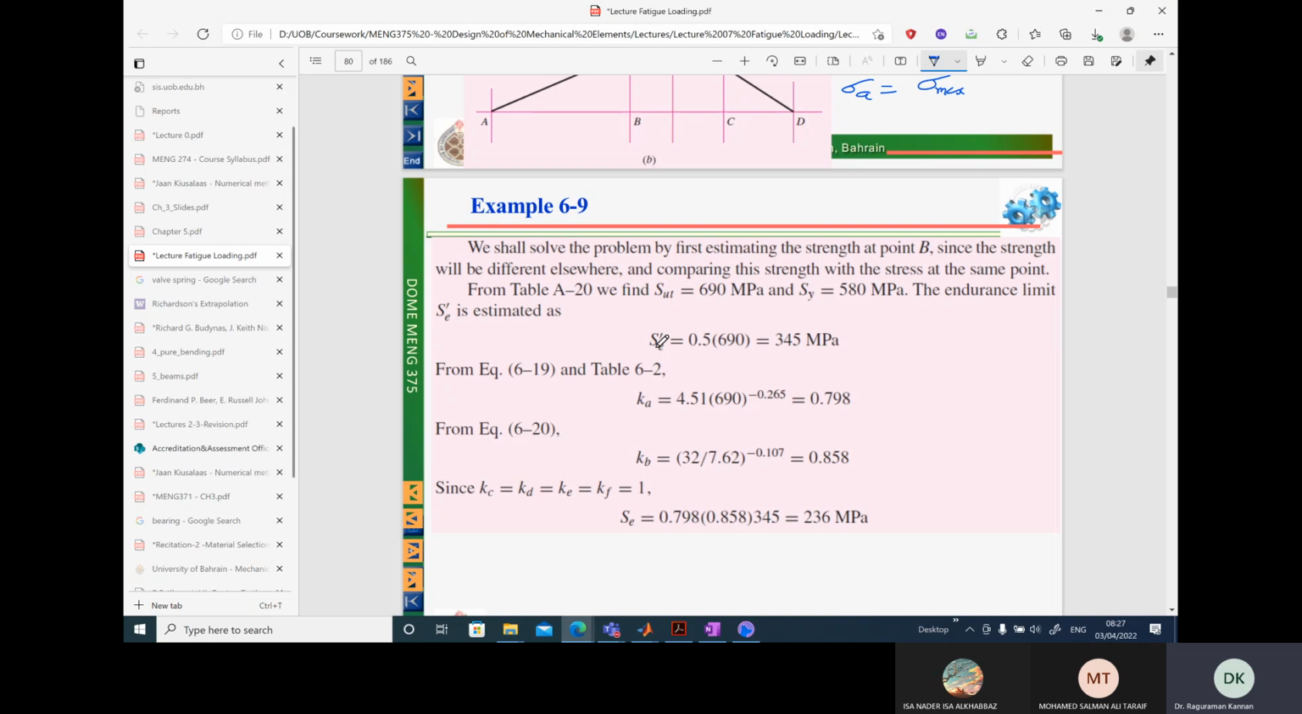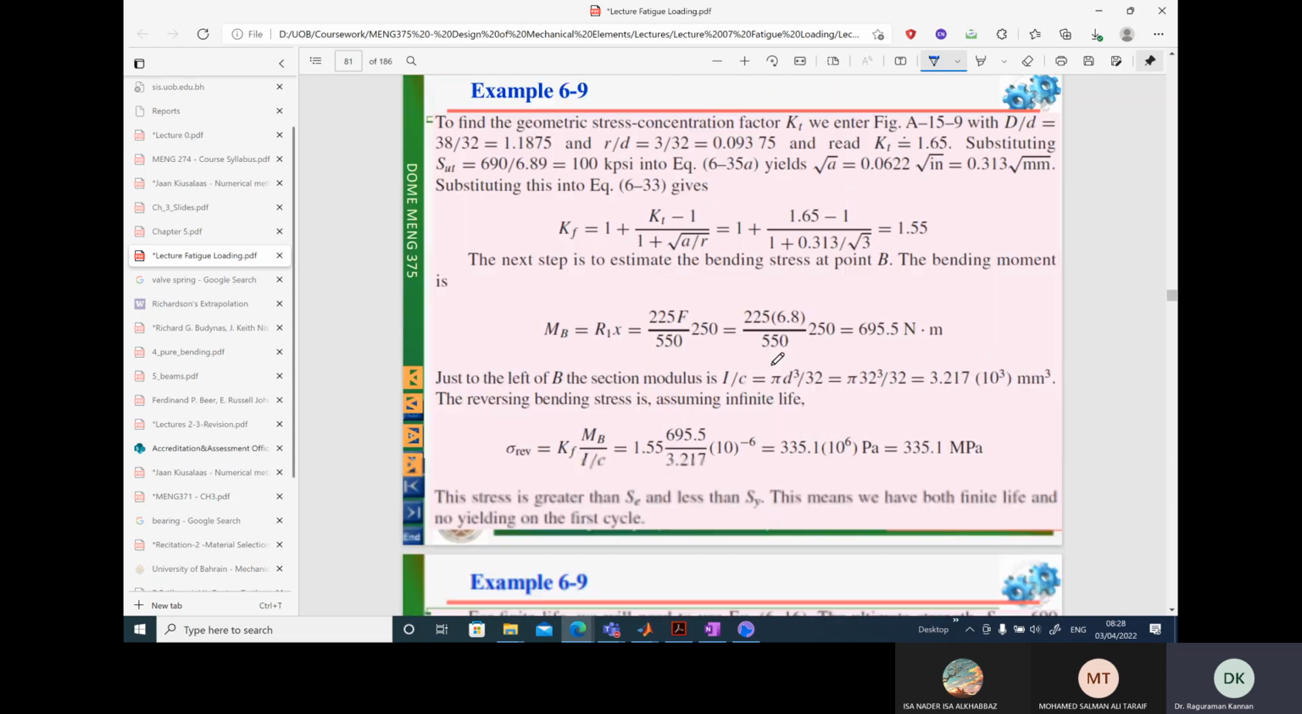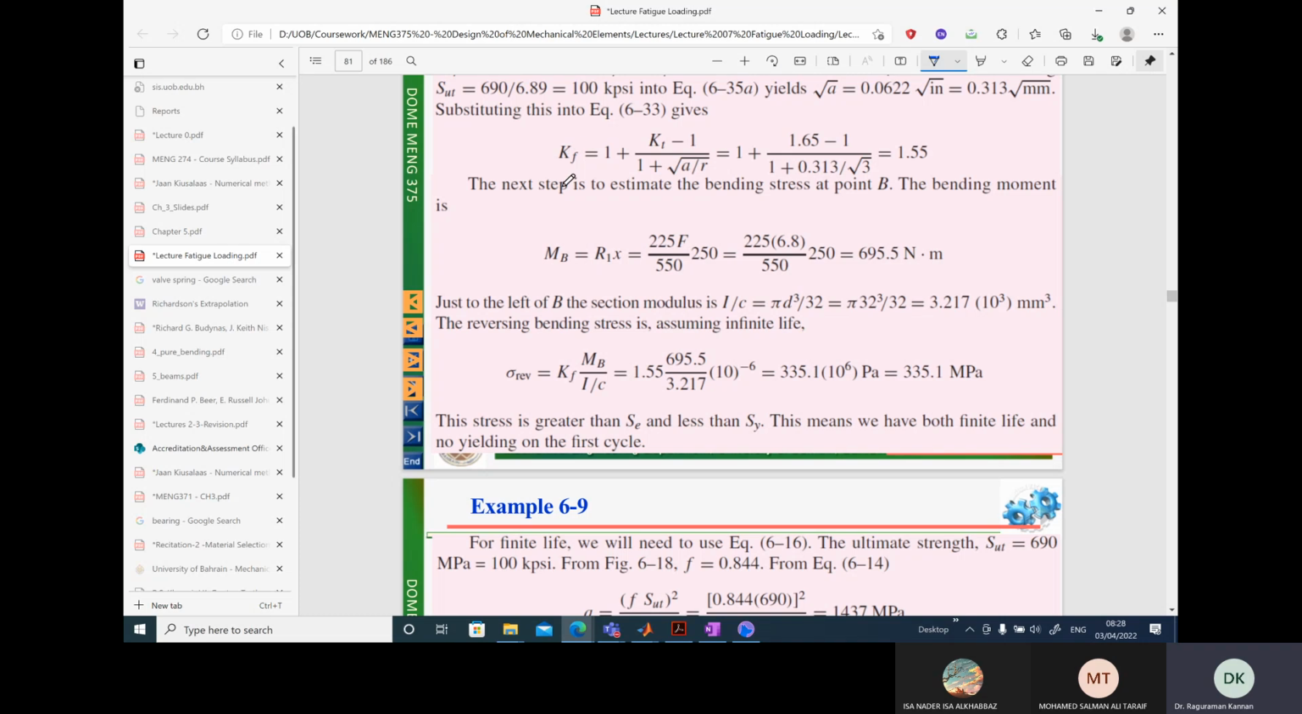Once you have that value, then you need to figure out for the given material what S_e prime is. Again, we use the empirical formula. Once you know the S_ut value from the tables, you can utilize it to calculate S_e prime as 0.5 times 690. Then we have to also figure out what the six Marin factors are and find S_e. Okay. So once you have these values, again, they are also figuring out what K_f is.